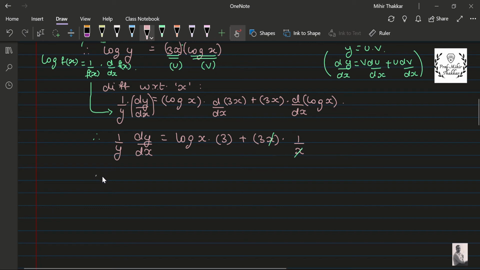So, we are interested in the value of dy by dx. We are not interested in 1 by y being associated over here. So I will transfer this y to the opposite side and I will write it as 3 log x plus 3.